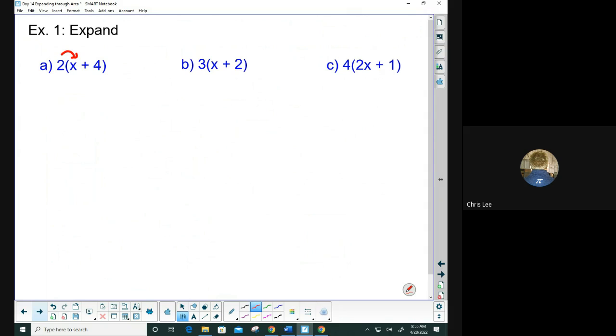What's x times 2? 2x. X times 4. 8. Is it a plus 8 or a minus 8? Plus 8, so we just write down plus 8. And I've been able to multiply even though I couldn't do the BEDMAS. And can I go any further? How come? Unlike terms.